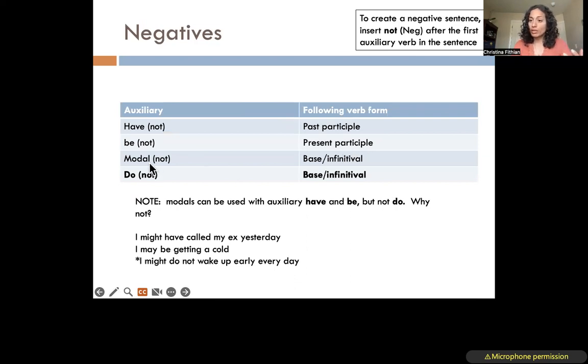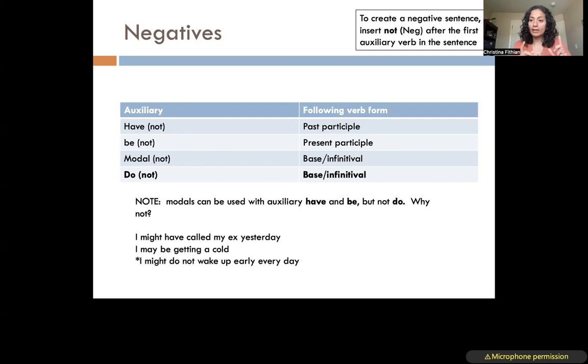Now, when you have a modal auxiliary, which I didn't include in the previous example, what's going to follow it is going to be something in base or infinitival form. So, for example, if I say, you may not eat that, well, notice that eat is in a base or infinitival form. Similarly, if I say, you may eat that, eat stays the same base or infinitival form.